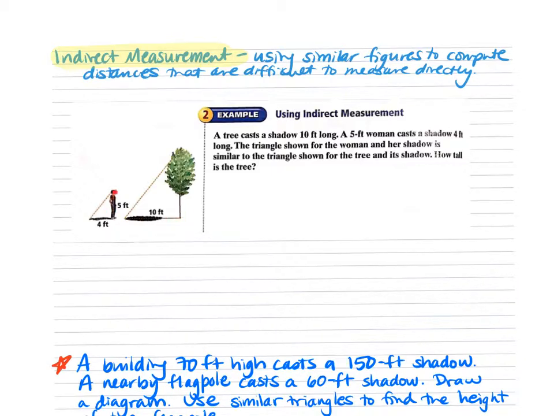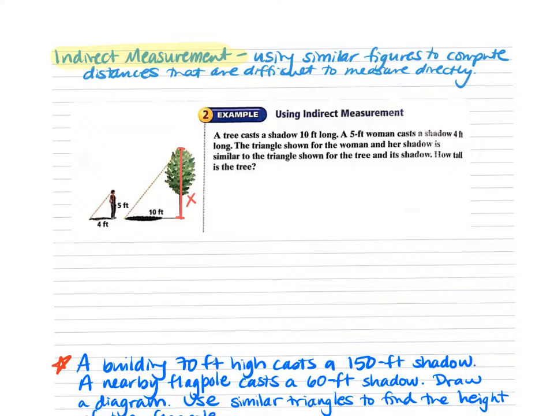So if you're looking at this tree and you are 5 feet tall, or whoever, this guy is 5 feet tall, and then this tree, we're trying to figure out this length here. So let's put an X here. Actually, let me read the problem. A tree casts a shadow 10 feet long. A 5-foot woman, sorry, it was not a man, casts a shadow 4 feet long. The triangle shown for the woman and her shadow is similar to the triangle shown for the tree and its shadow. How tall is the tree? Okay, so we're trying to figure out this length here. We're going to call that X.